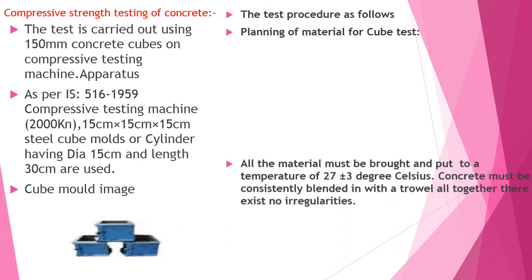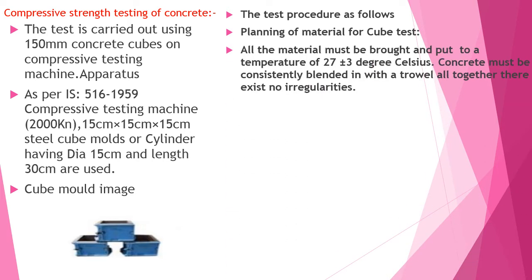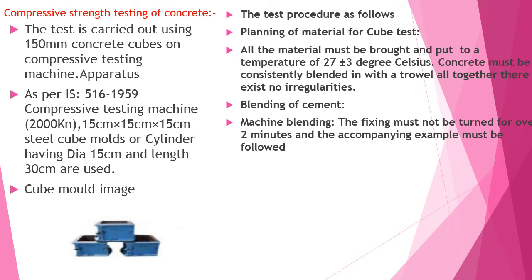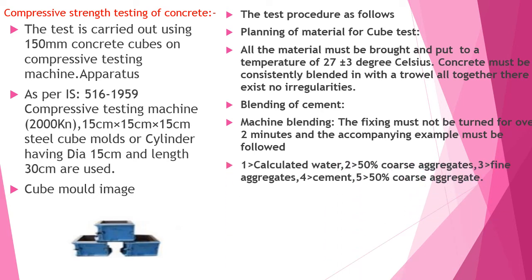Preparation of material for cube test. All the materials must be brought and kept at a temperature of 27 plus or minus 3 degrees Celsius. Concrete must be constantly mixed with a trowel so that there are no irregularities altogether. Mixing of concrete, machine mixing. The mixing must not be carried out for more than 2 minutes and the following sequence must be followed.